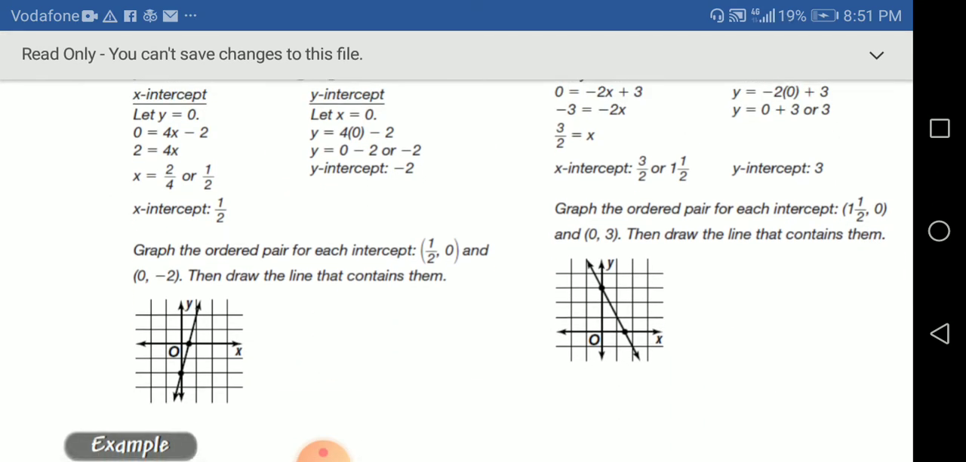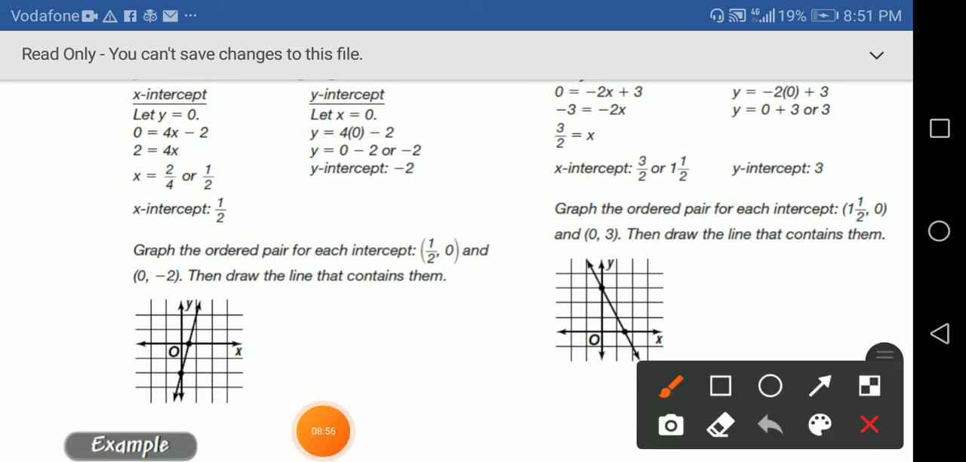So I will graph it here, guys. Half and 0, half means 0.5, between 0 and 1. This is half and 0 on the x coordinate. Then I have another one, 0 and -2, 0, and then go down here to -2. Then draw a line containing them.